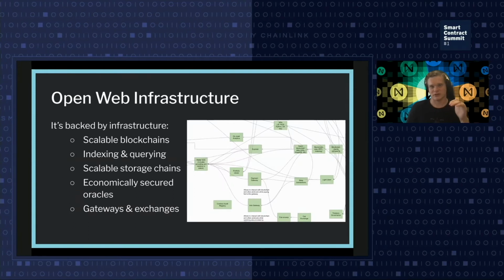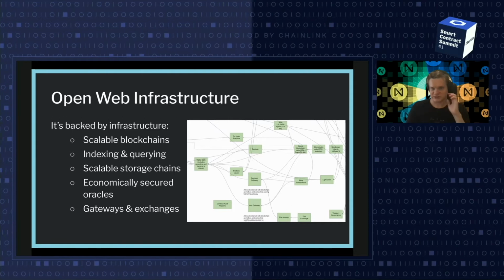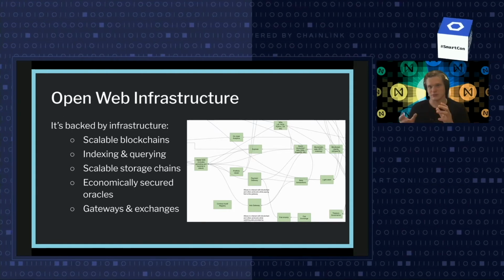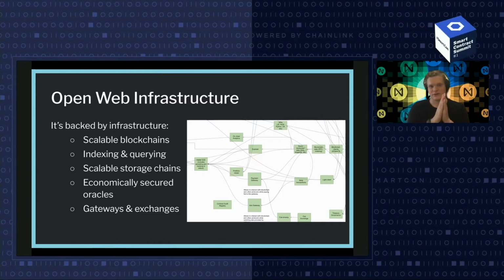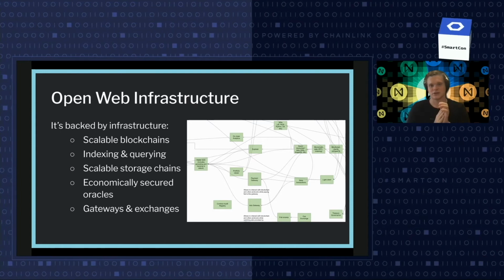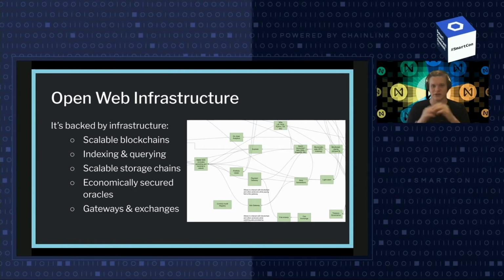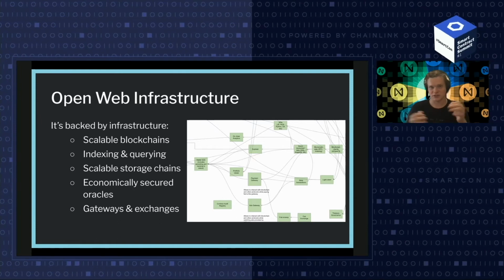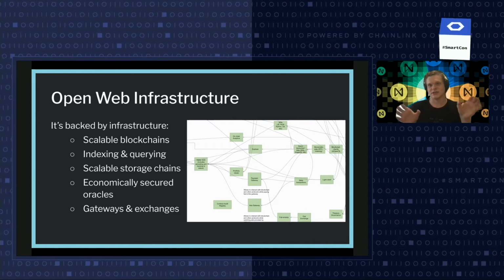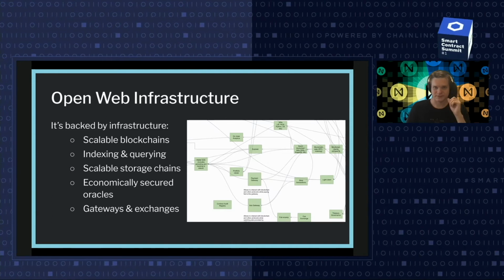So this is all available now, because we actually have the infrastructure now to do this, right? And this is just zooming in into a specific piece. There's a lot of infrastructure that's built around it. So blockchain, scalable blockchains is one. We have a lot of indexing and querying, like The Graph, Covalent, and others. We now have scalable storage chains, Filecoin, Sia, etc. We have economically secured oracles like Chainlink. We have gateways and exchanges. All this together gives us these pieces that we can now combine into really interesting open web applications.